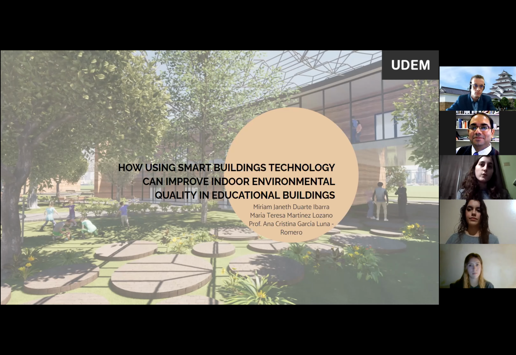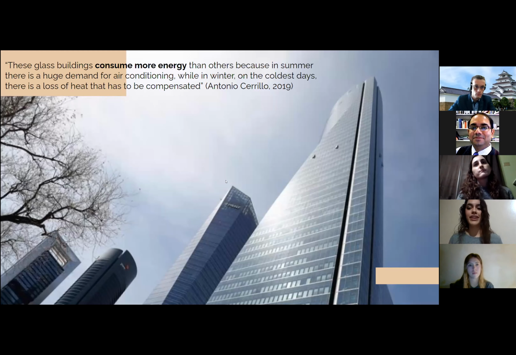And first, we are going to explain the problem with contemporary buildings. Nowadays, there is a trend in many places around the world of building constructions with facades designed entirely of glazed curtain walls. However, these designs present a serious energy problem in cities with a Mediterranean climate. These glass buildings consume more energy than others because in summer there is a huge demand for air conditioning, while in winter, on the coldest days, there is a loss of heat that has to be compensated.